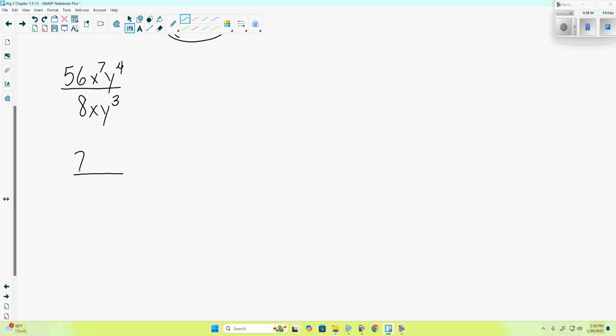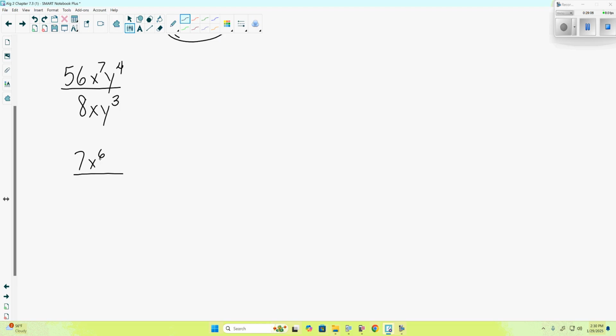X to the 7 over x to the first. Now when we multiplied like bases, we did what? We added the exponents, yes? So what would we do if we divide like bases? We would not add, but subtract. So 7 minus 1 is 6. Is it bigger on top or bottom? Top, so it stays on top. If it's bigger on bottom, it's going to stay on bottom.